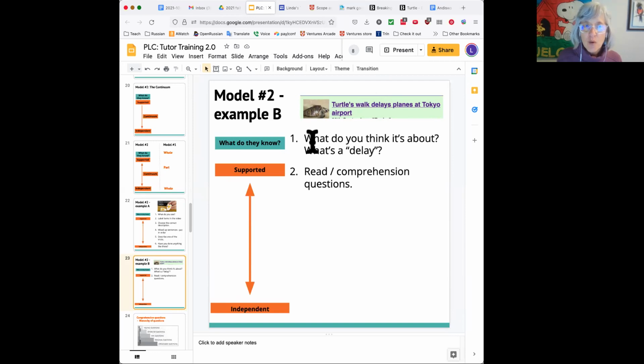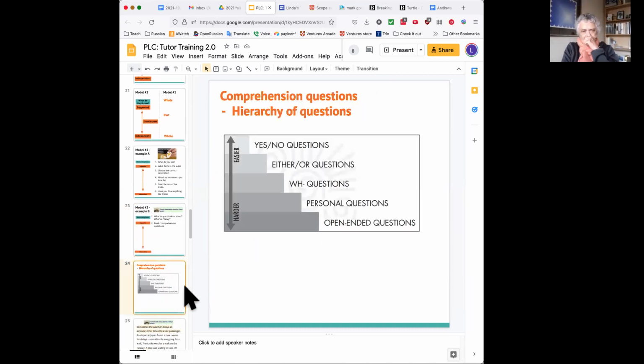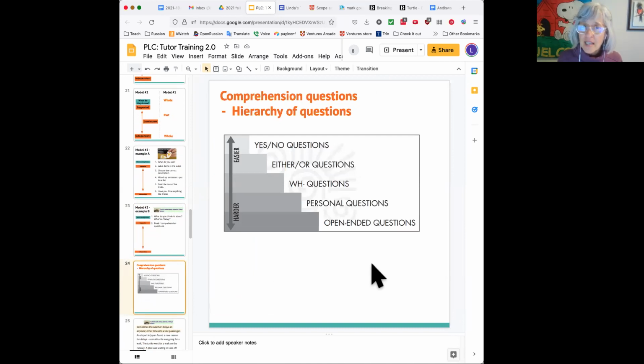So back to the turtles. This is how I would start. We talked about this. We would probably read it and ask comprehension questions. I'm not sure whether you would have seen this. I think it might be in the basic tutor training now. Yes, no questions are a lot easier to answer. Is it a dog or is it a cat? Yes or no? Either or. What is it? Do you have one? What do you think of dogs and cats?